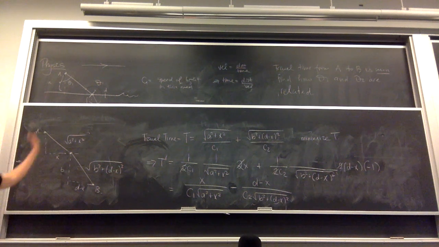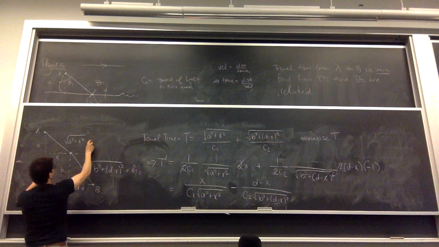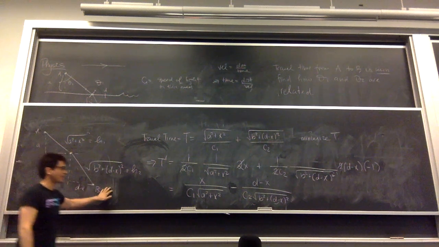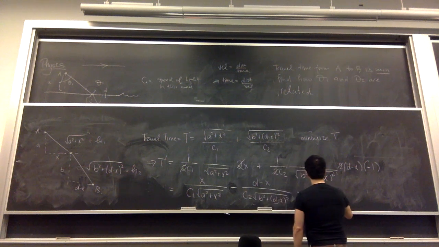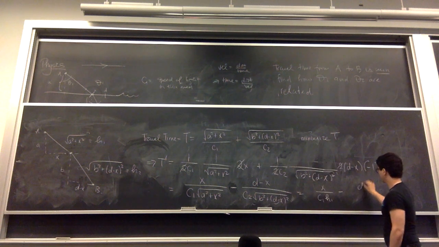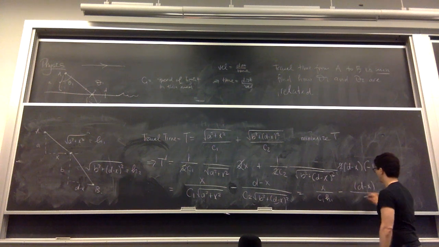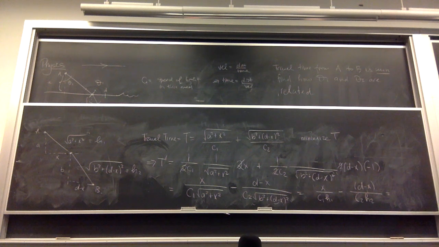This is beautiful. This is why this gets a name in physics. It's going to be a law of nature. Okay, so let me just call this guy h2, and let me call this one h1, the first hypotenuse, the second hypotenuse. How can I rewrite this? This is actually x over c1 h1 minus d minus x over c2 h2.